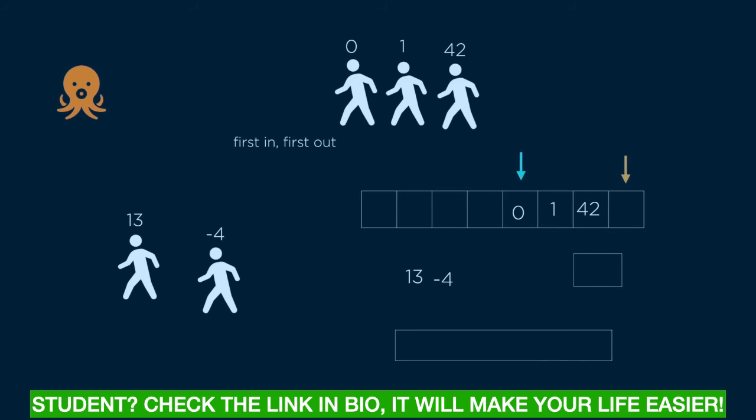And what if you have a situation like this now, where you have 3 people in the queue, 0, 1, and 42, and you want to add another person, -4 here. To do that, we can put -4 here, and then you would try to move the second pointer over here, but that's out of bound. To fix that, you can just move this pointer back here at 0 instead.